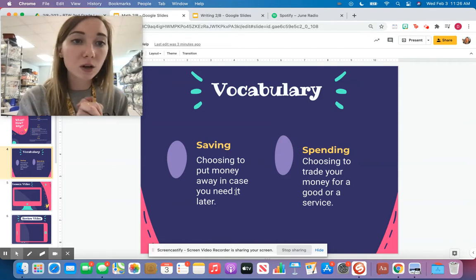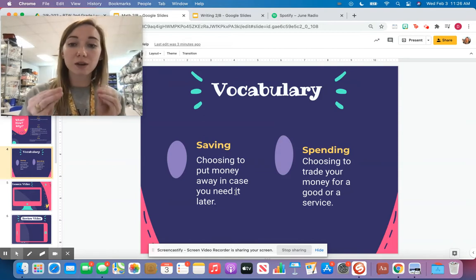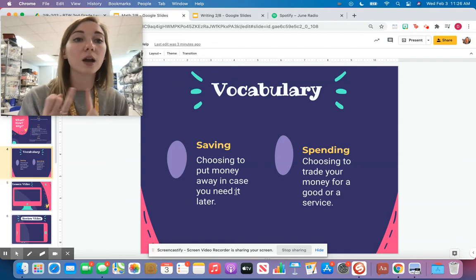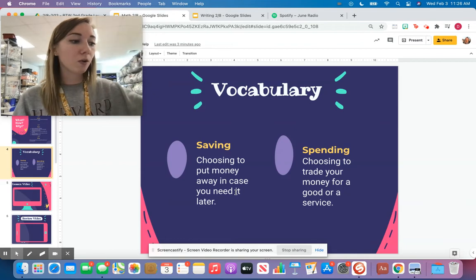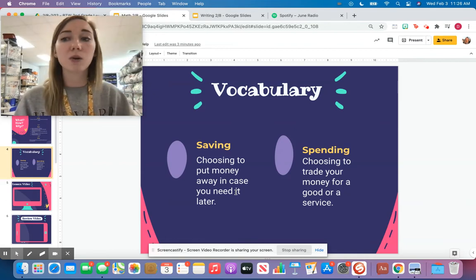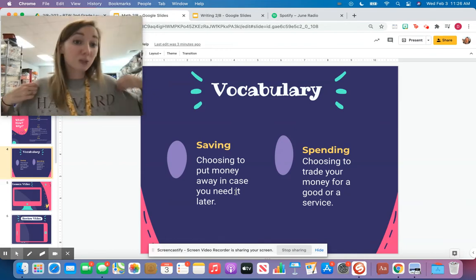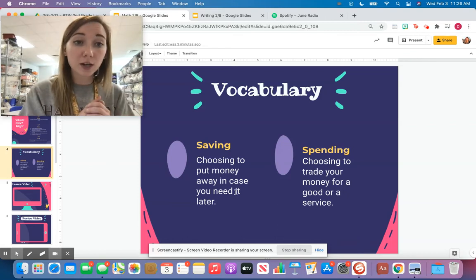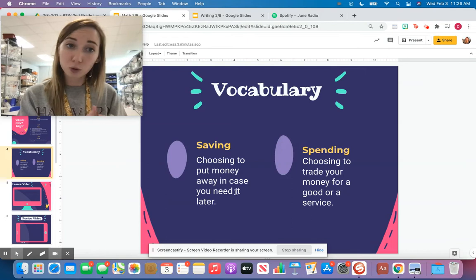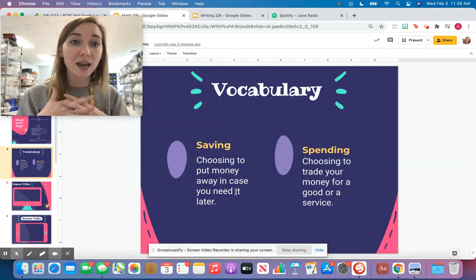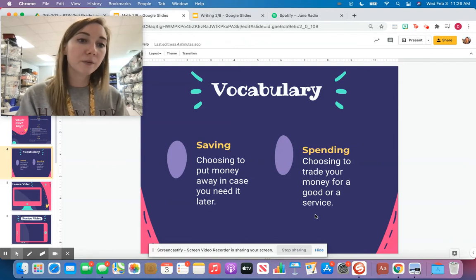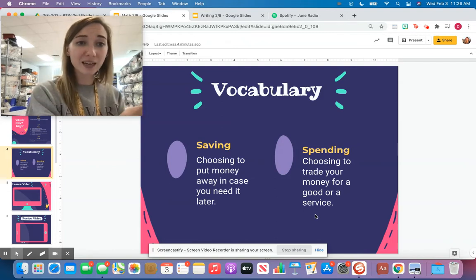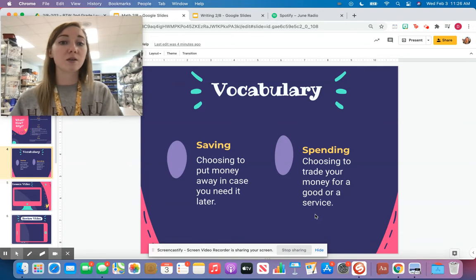And when we use our money, we're choosing to trade it for a good or a service. So a good would be something like a marker or a cup or a phone or a pen or a sweater or all kinds of things. Those are goods. A service is like when you pay someone to do something for you. Like if your toilet breaks, you might have to pay for a plumber to come fix your toilet. That would be a service. So we either save our money or we can spend our money, right?